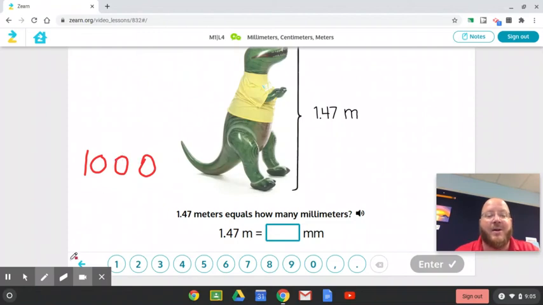So however many zeros I have is how many places I have to move the decimal. So 1, 2, 3 places to the right. Well, there's only 1, 2 places to move. How do I get 3 places to move? Well, I could just do this. Right? Now I can move it 1, 2, 3 places. Now my decimal point will be here. So what is that? 1470. That is 1,470 millimeters.